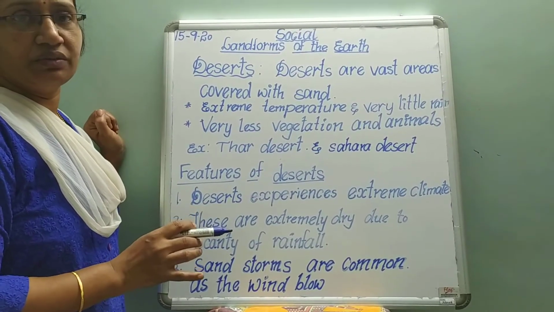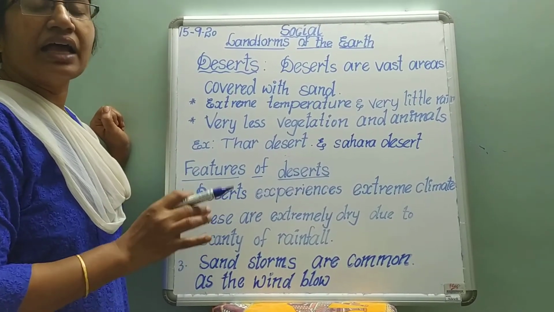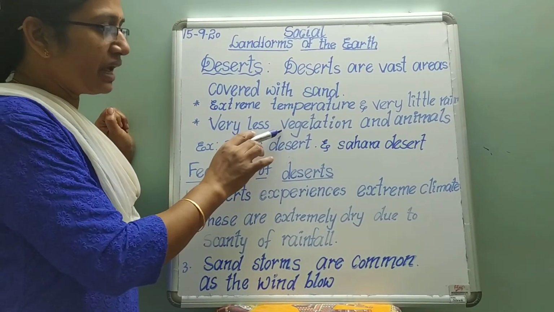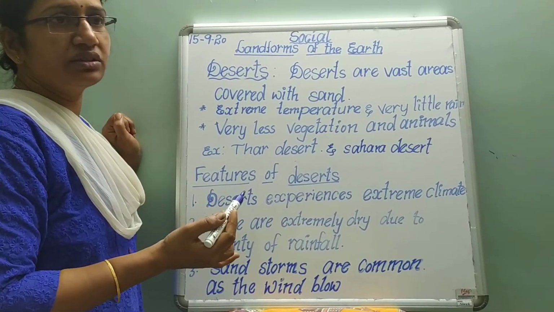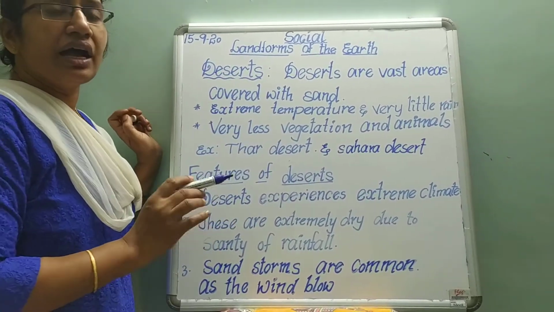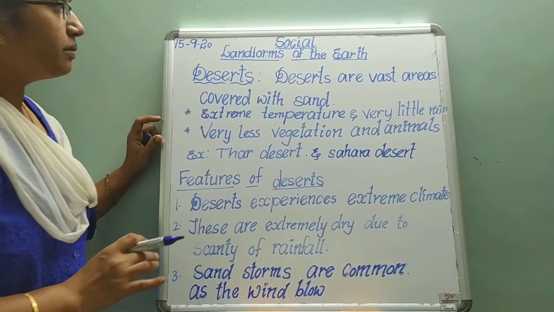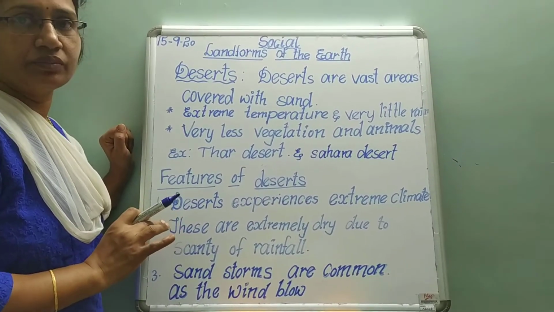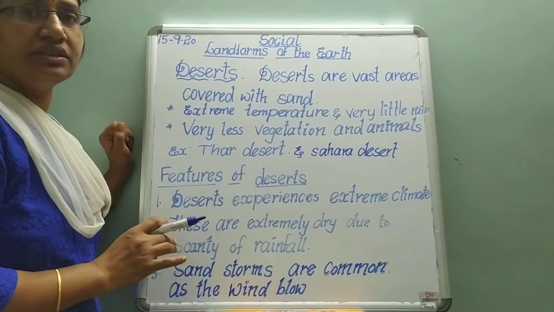Regarding vegetation, meaning plantation, very little vegetation and few animals are found in the deserts. Plants are very few. We can see thorny bushes and shrubs in the deserts, and animals are also very few. The best examples are the Thar Desert, which is located in India, and the Sahara Desert, which is in Africa.